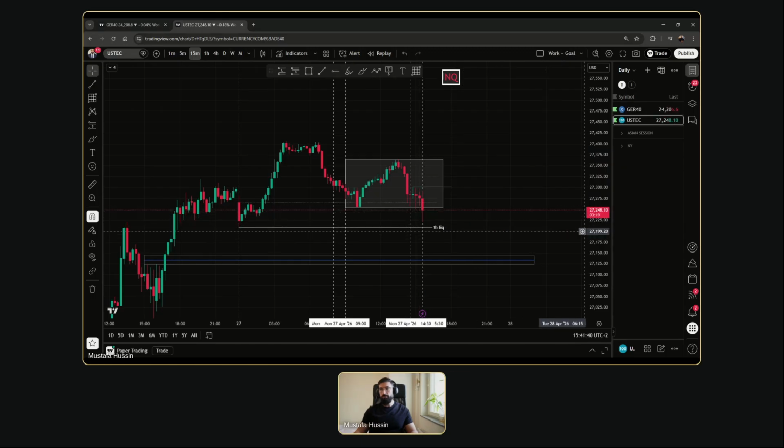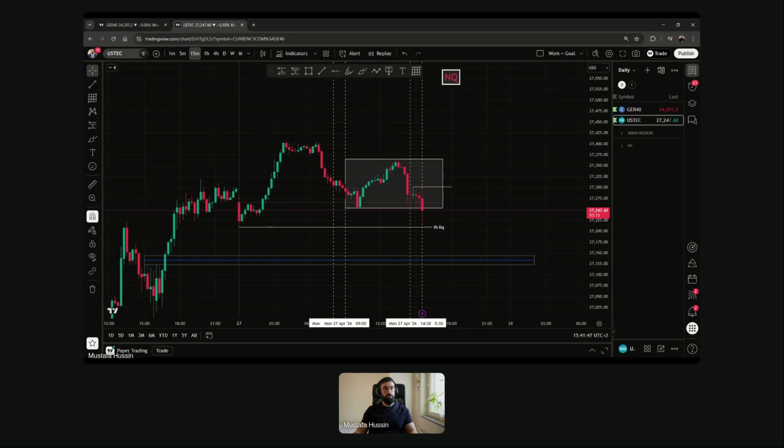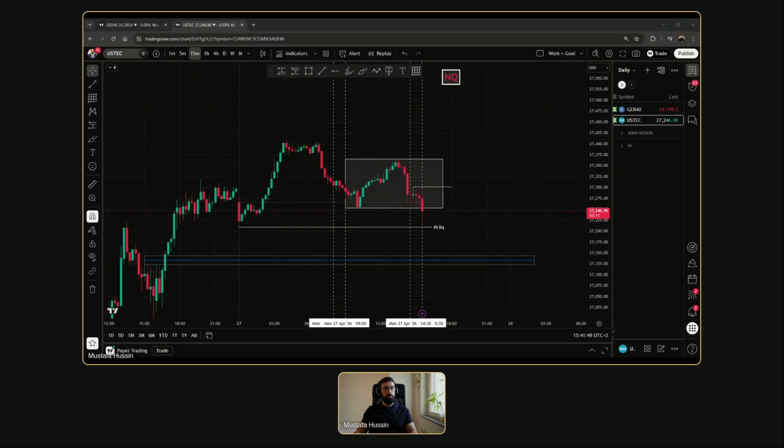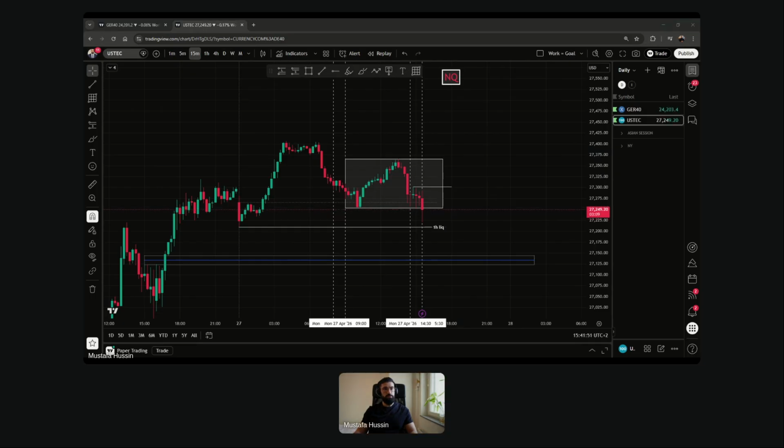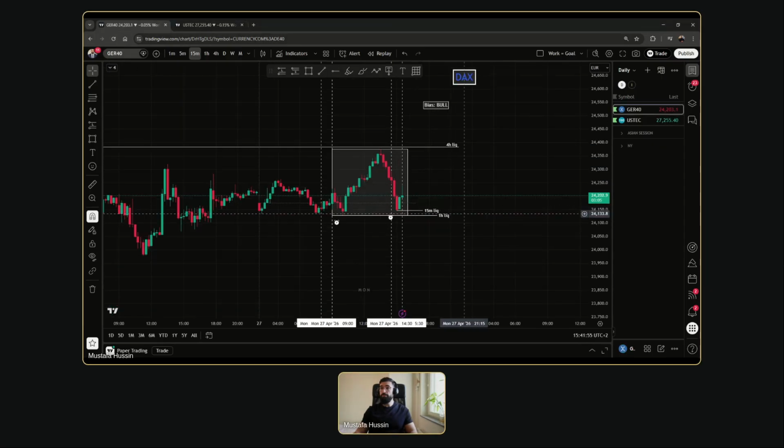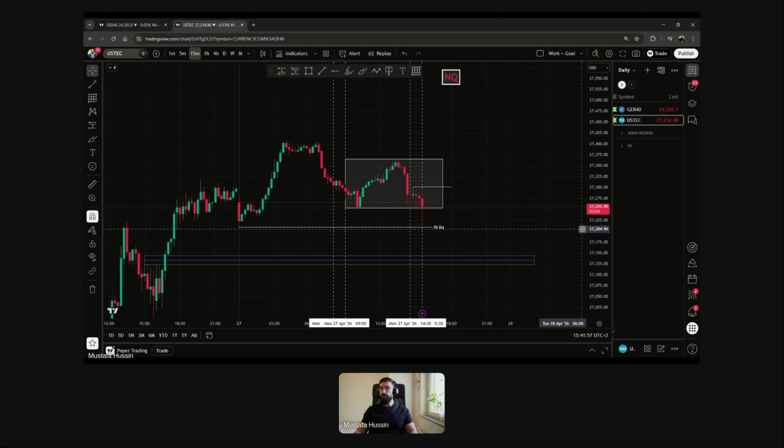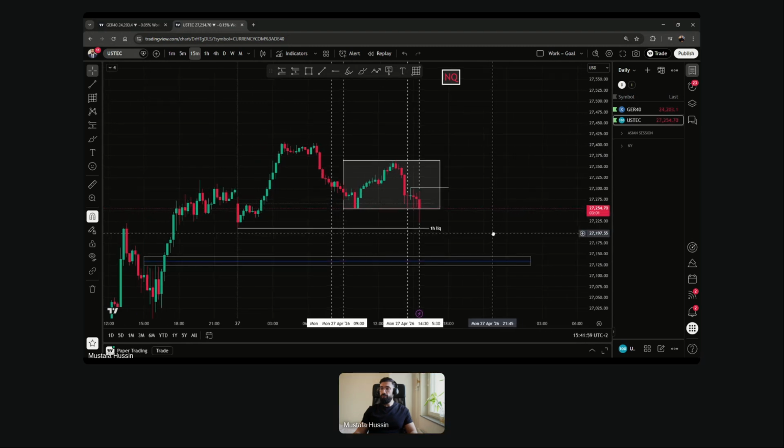All right. In about 3 minutes, if this candle closes under the overnight range, this is a trade I will be taking. If it doesn't, then it doesn't, and we don't take it, or I don't take it.